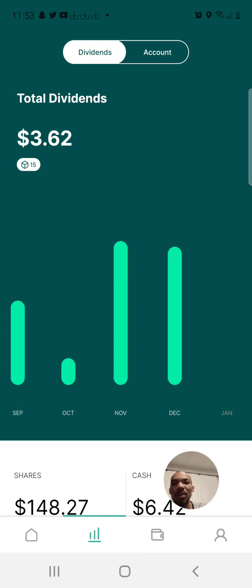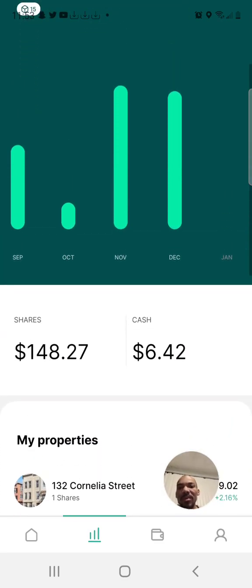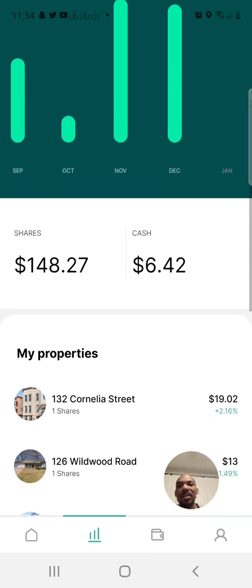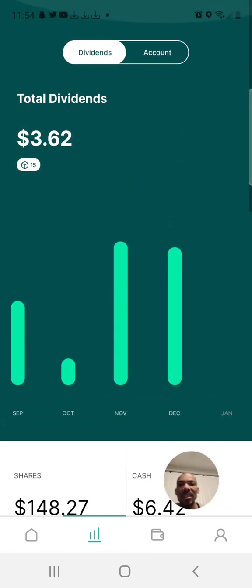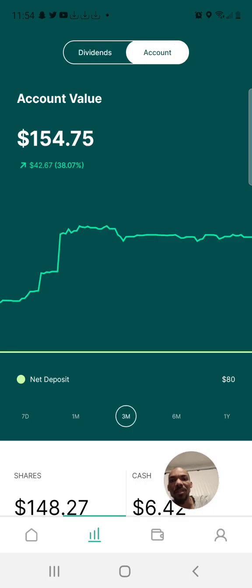It shows my total dividend earned, $3.26, for September, October, November, and December. The amount of shares I have is $148.27 worth, and $6.42 in cash.